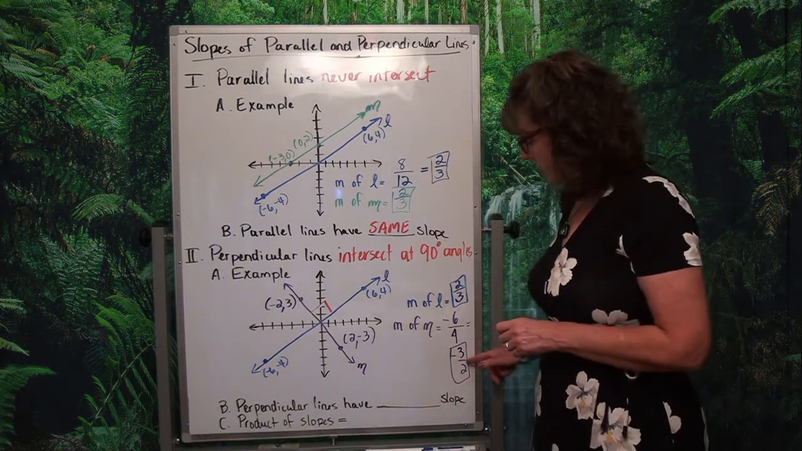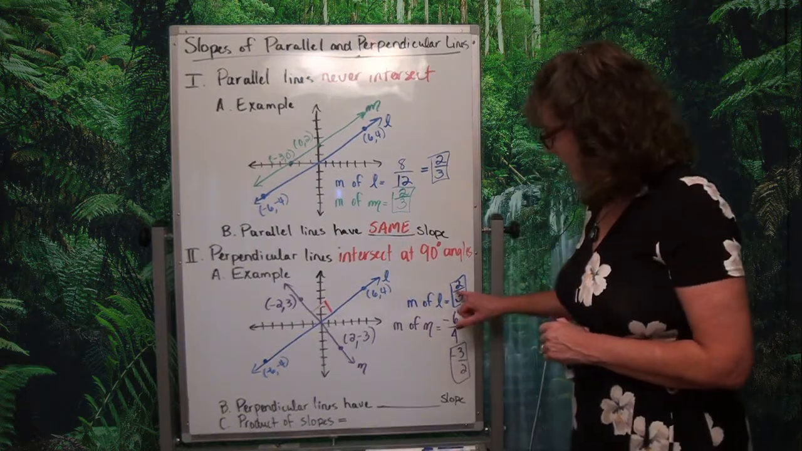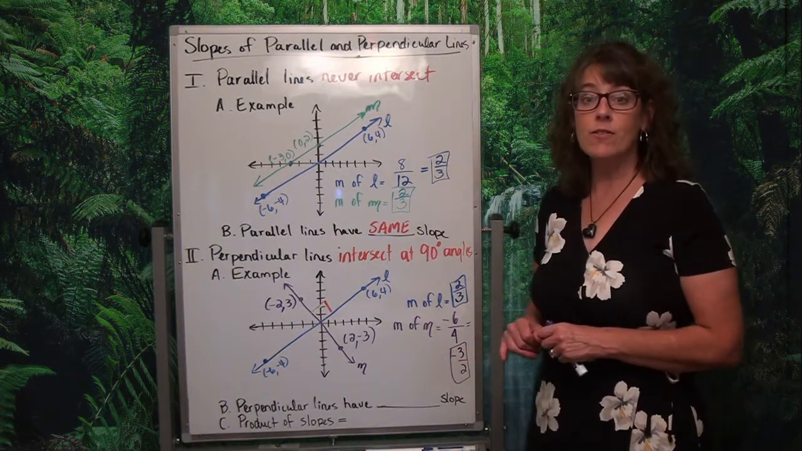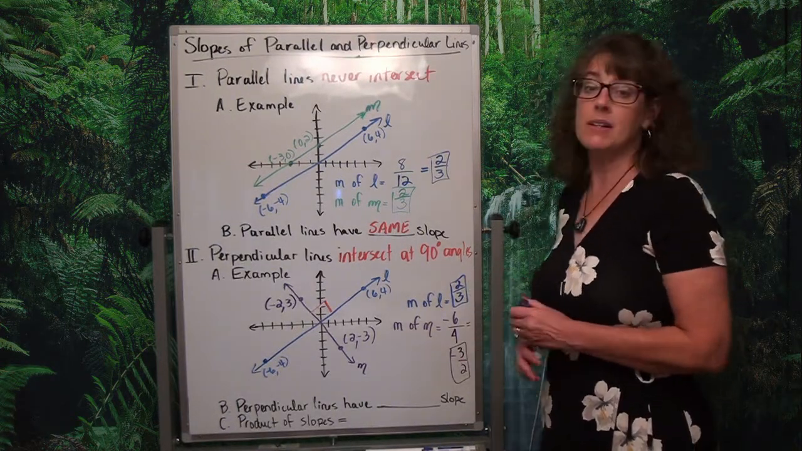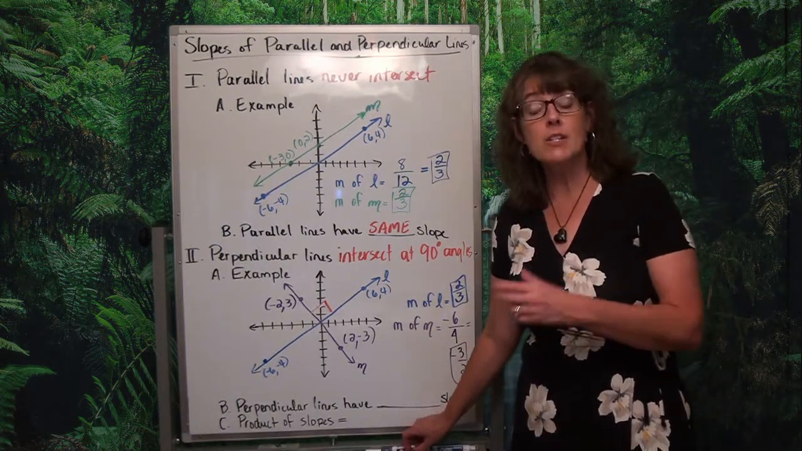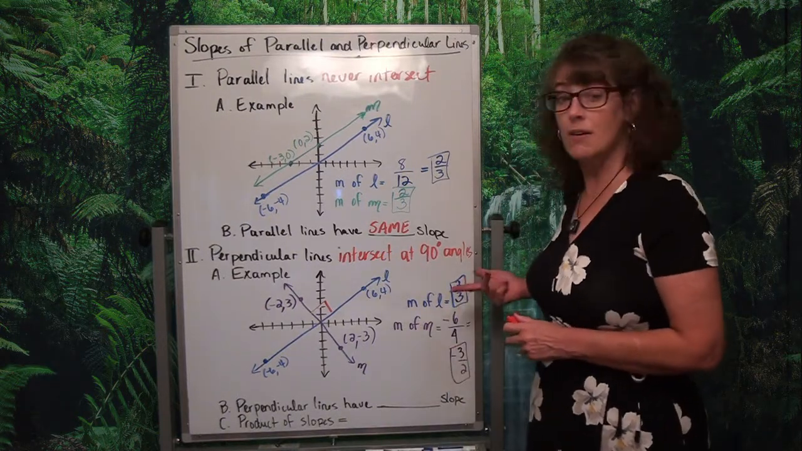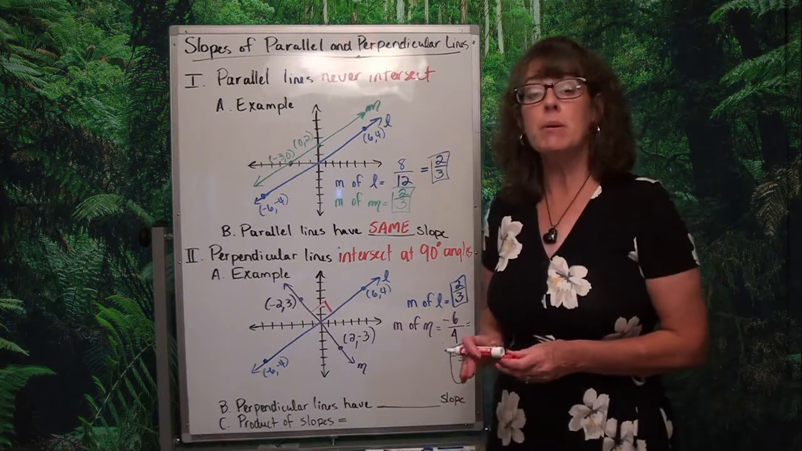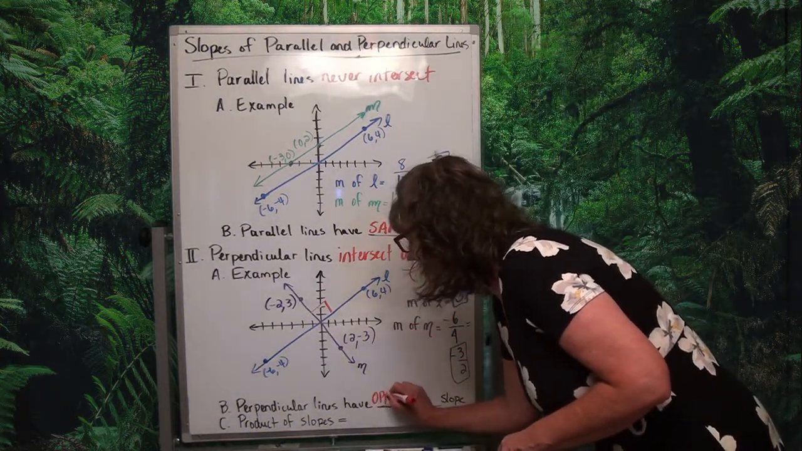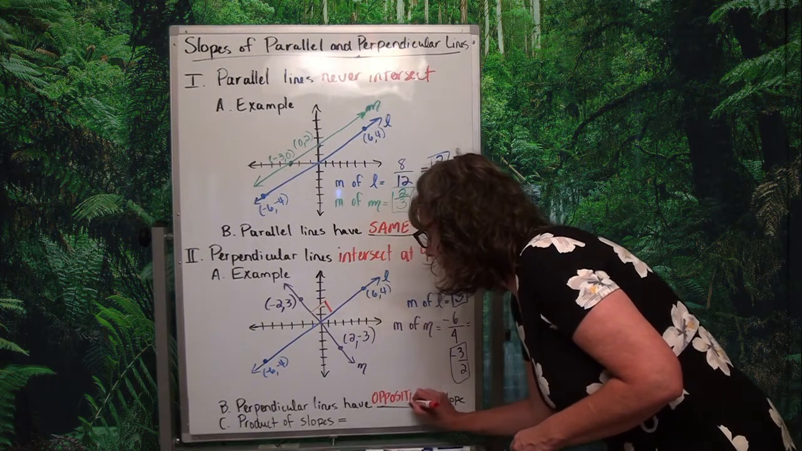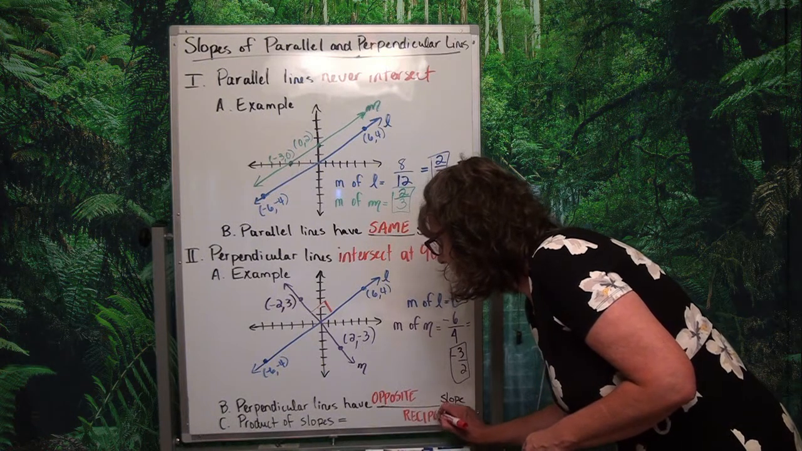Now, compare these two slopes. Yes, they have opposite signs. One's a positive, one's a negative. And what else do you notice? Yes, you can take this one and flip it. So we have opposite reciprocals. Opposite is what changes the signs. Reciprocal is the idea of flipping your fraction. This will happen every single time that you have perpendicular lines. You will always have opposite reciprocal slopes. Again, opposite changes the sign, reciprocal flips it.